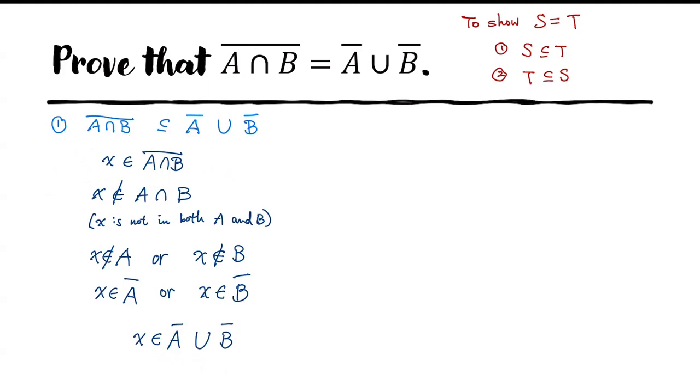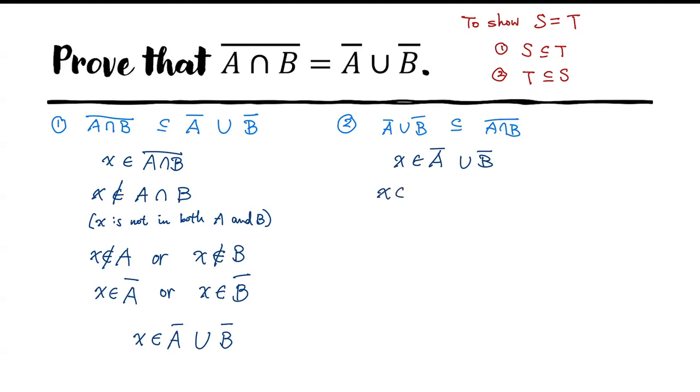Okay, so that's the first part. And we also need to show that the right-hand side is a subset of the left-hand side. So we need to show A's complement union B's complement is a subset of A intersect B's complement. So we will take an element from the left-hand side, from A's complement union B's complement.